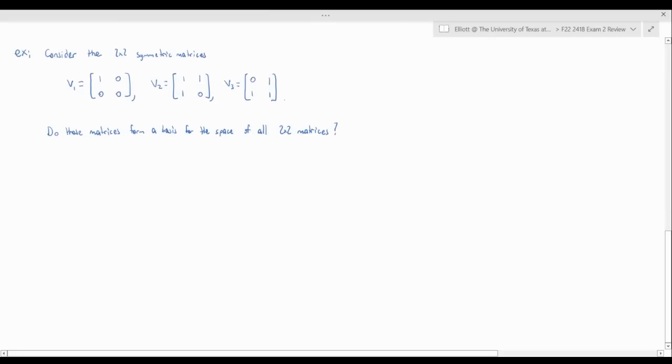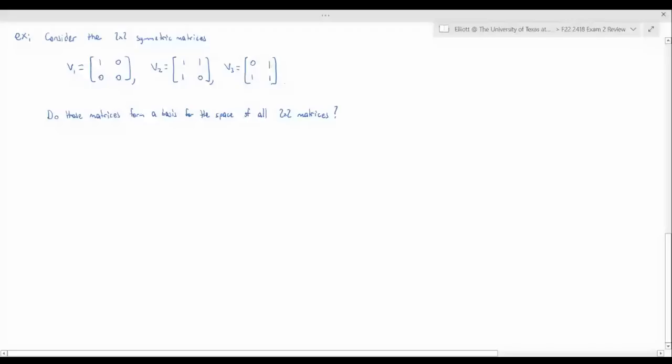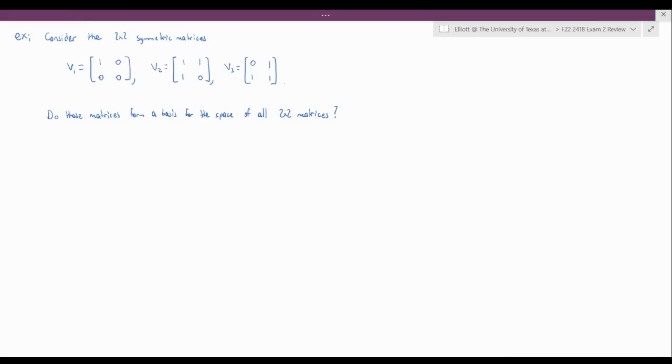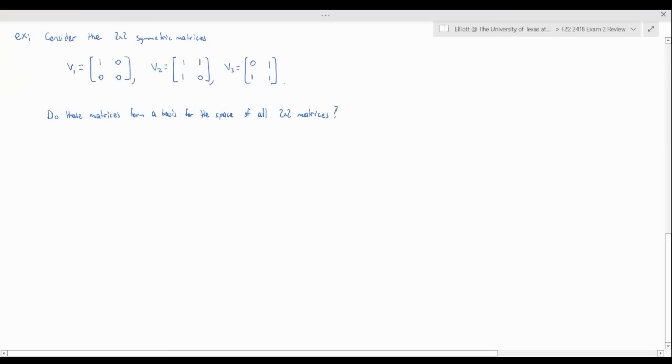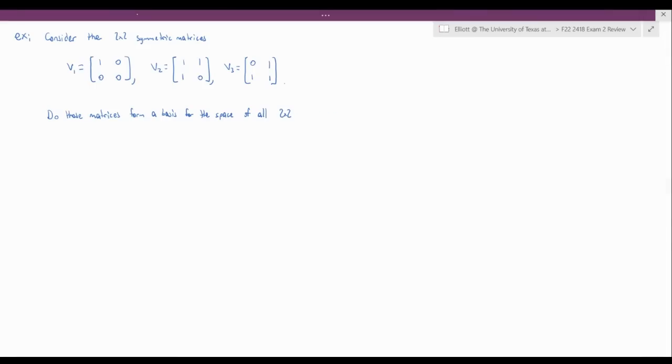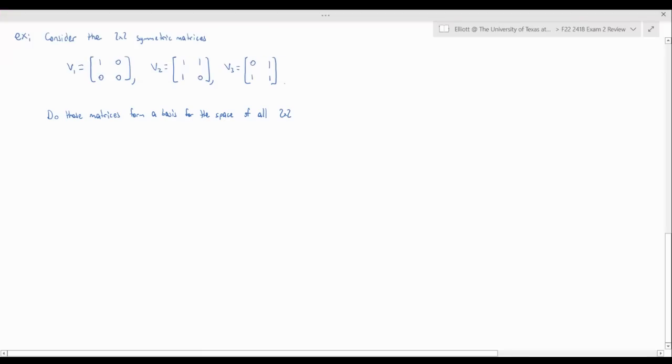So I thought I would try to do one more example of this type. Here I have an example, this time with matrices. We're looking to see if these three matrices that we have form a basis for the space of all 2x2 symmetric matrices is what I meant to say there. Let me fix the example.